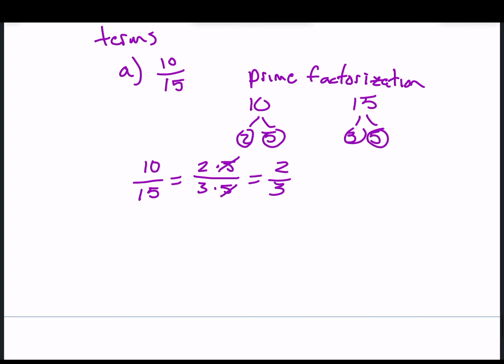Okay, let's try another. 42 over 24. Prime factorization.